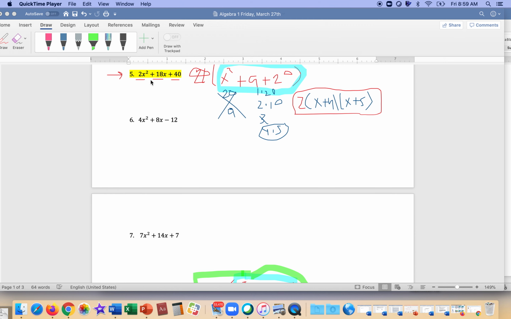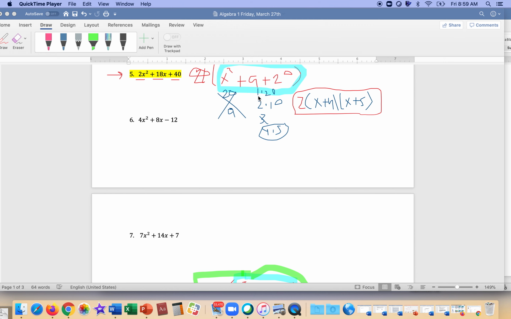But if you look at these three terms, there's a 2 that you can take out. So 2 times what is 2x squared? X squared. 2 times what is 18? 9. 2 times what is 40? 20. Then I highlighted in blue this trinomial. All you look at is the blue and ask yourself, can I break it down? A times C, so 1 times 20 is 20. B is 9. Is there a combo that multiplies to positive 20 and adds to 9?